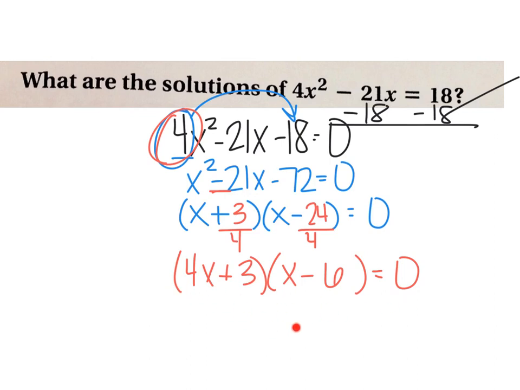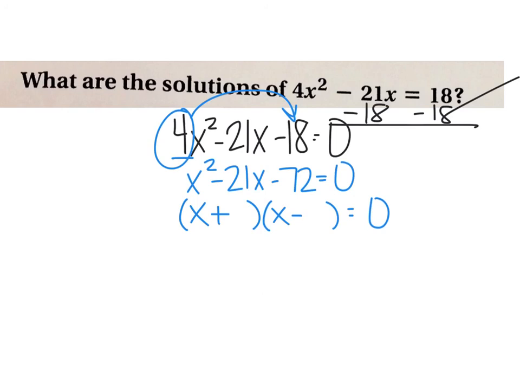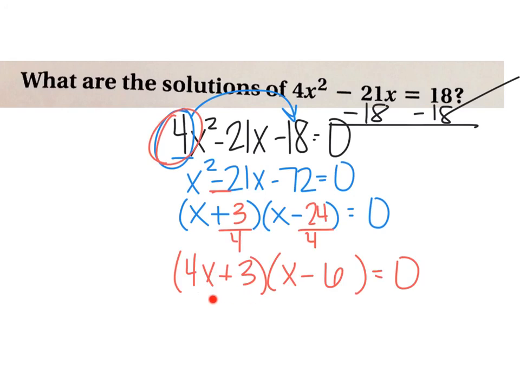And the only way for two things to multiply and give me 0 is if one of them or both of them are 0. So you're going to figure out what would make this set of parentheses 0? And that's opposite of this over this. So negative 3 over 4.